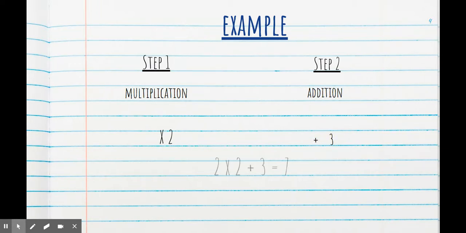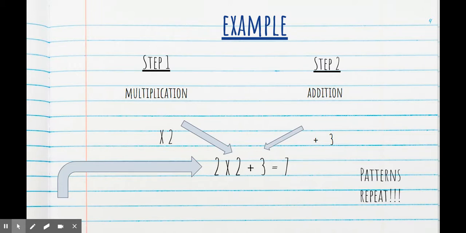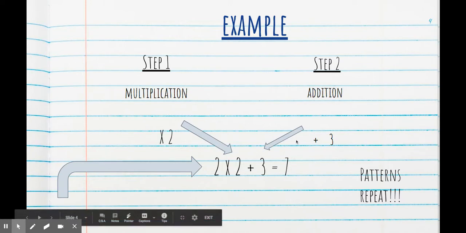Now, the first number that I started with was 2. 2 is my starting point. The next step is to multiply that by my step, which is times 2. If we know 2 times 2, that's 4. So then I apply my last step in my two-step pattern, which is plus 3, and I get 7. Remember, patterns repeat. So I'm going to do these 2 steps again to the number 7, because that becomes my new starting point. 7 times 2 is 14, plus 3 is 17.